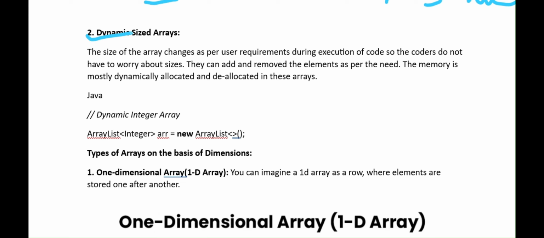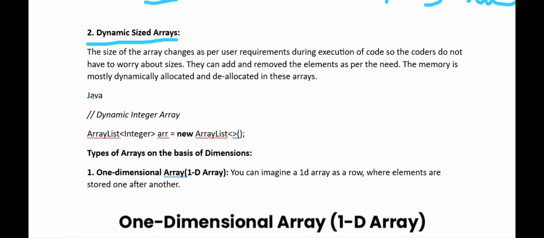Dynamic sized arrays. Dynamic sized arrays means we cannot initialize the size at first. Developers don't need to worry about the size. At the time of execution of code, it will dynamically allocate. We can add and remove elements as per the need. The memory is dynamically allocated and deallocated in these arrays.